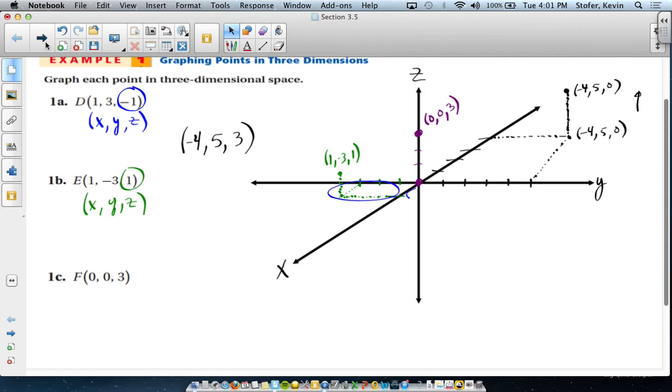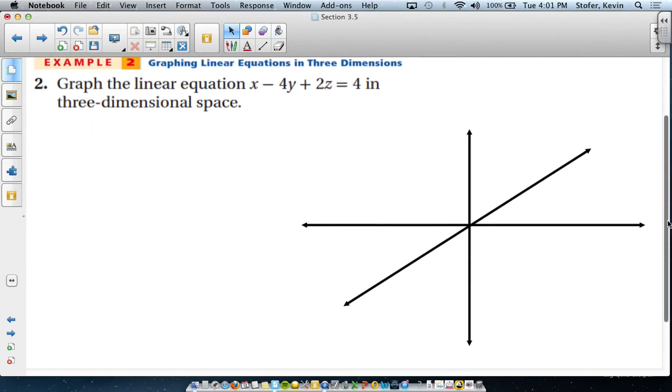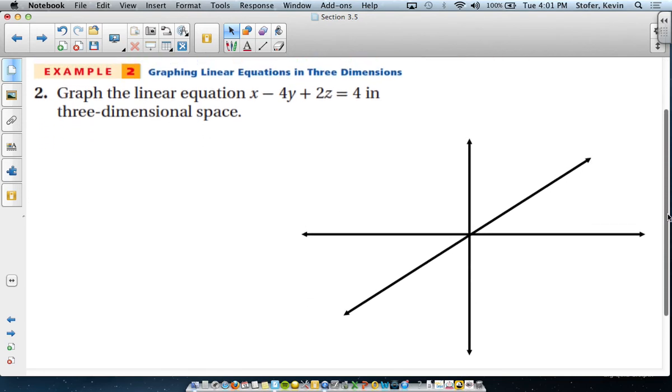Let's go ahead and take a look at this problem. Planes. Hopefully you remember from geometry, 2 points determine a line, 3 points determine a plane. So I'm given this linear equation, x minus 4y plus 2z equals 4, and I'm going to graph this in the, I guess, 3-dimensional space. To do this, I want to find the x-intercept, the y-intercept, and as you probably guessed, the z-intercept. So how do I do this? I think you guys probably could figure this out.